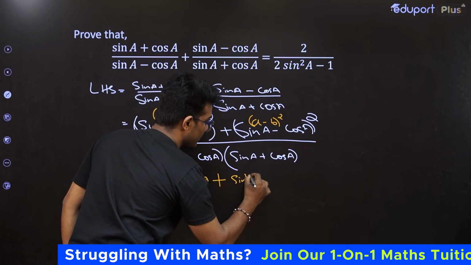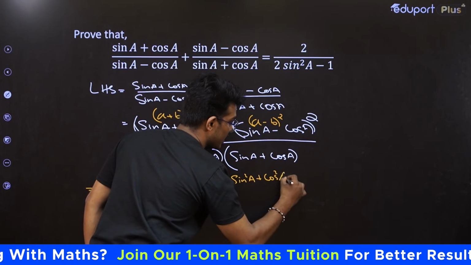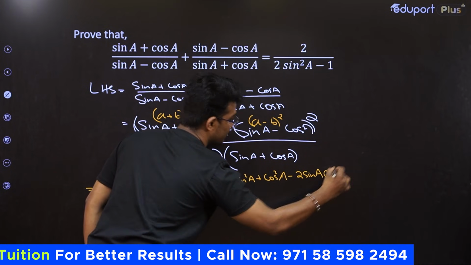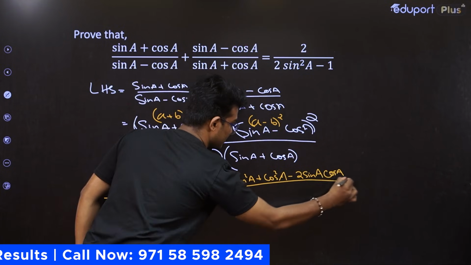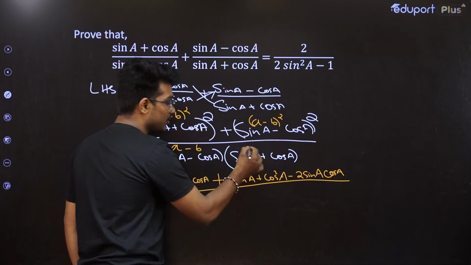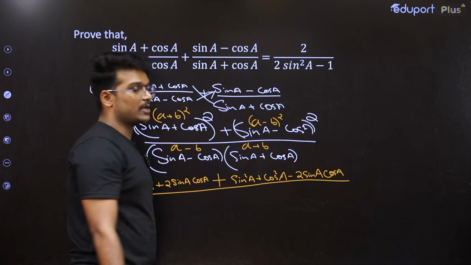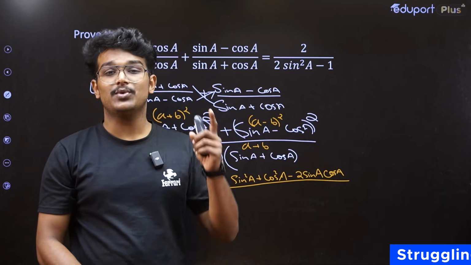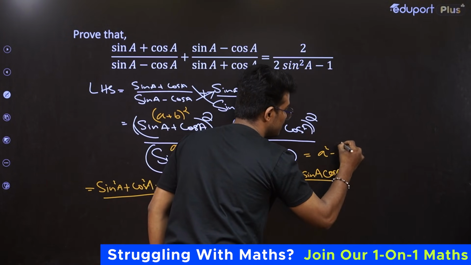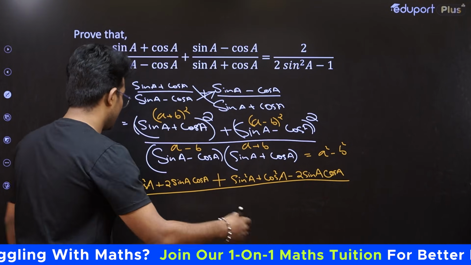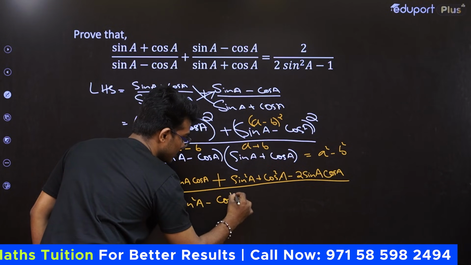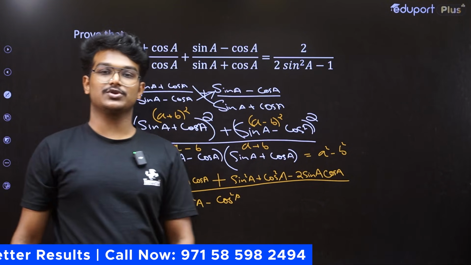The next one is plus sin square A plus cos square A minus 2 sin A cos A, whole divided by, this is in the form of A minus B into A plus B. That is A square minus B square. Then it will be sin square A minus cos square A.